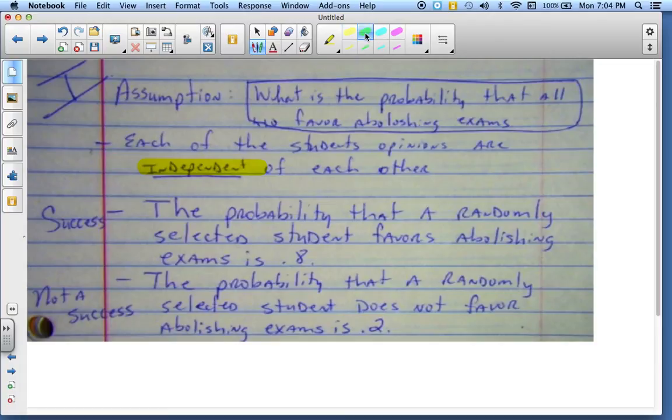Then we're going to talk about the successes. Here's your success, and here's your not a success. The probability that a randomly selected student favors abolishing exams is 0.8. So there's our percentage for favoring. And in the same sentence, the probability that a randomly selected student does not favor abolishing exams is 0.2. So you have to state what the probabilities are, the success versus not a success.